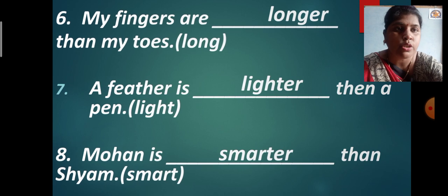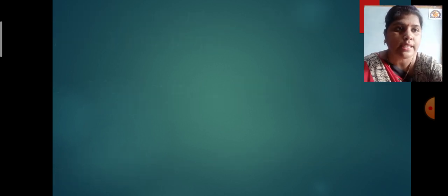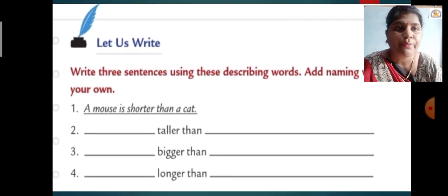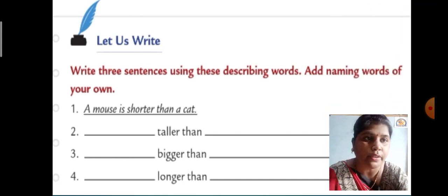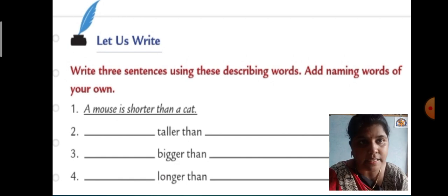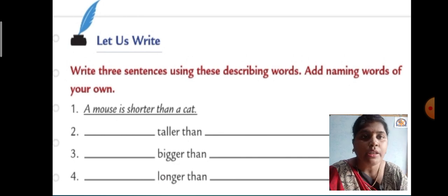Okay, so I hope you understood how to solve this exercise. So dear children, this is the last part of this video. This is the last exercise of lesson number 9, that is comparison. We are doing the comparison between two things or two people. The words are describing words which do the comparison, and we are also adding than. So let us write, means you have to write this.